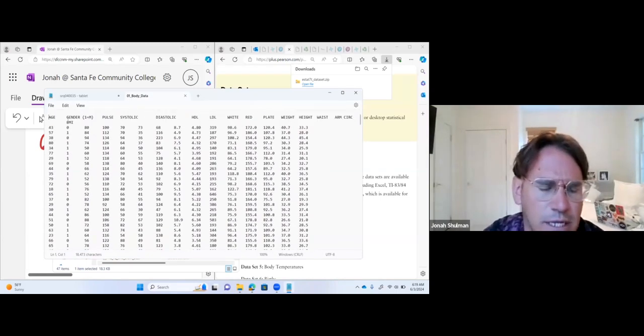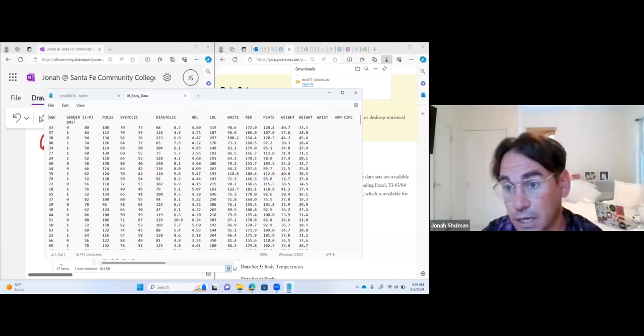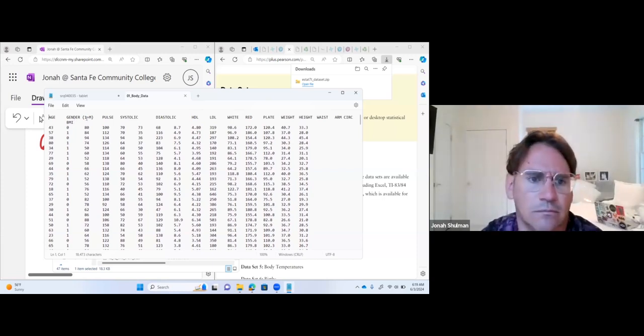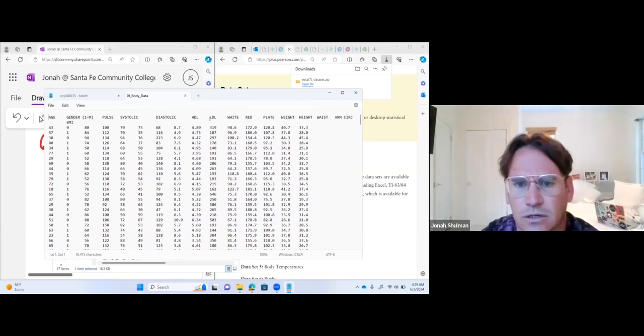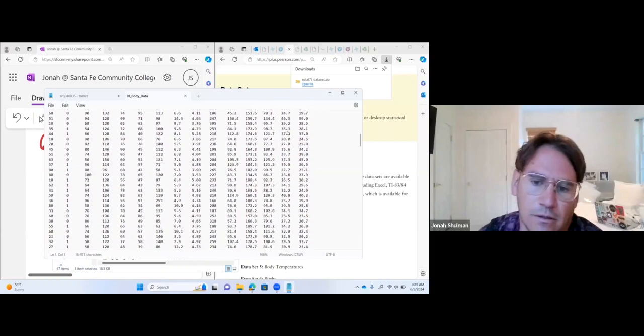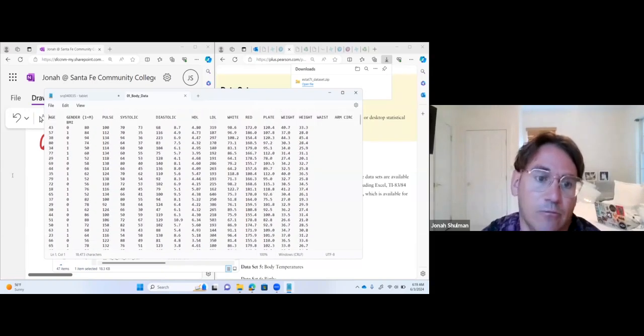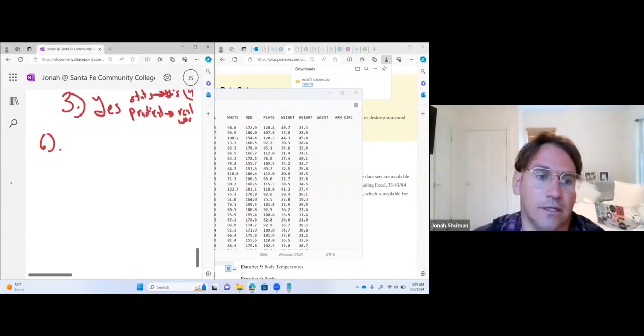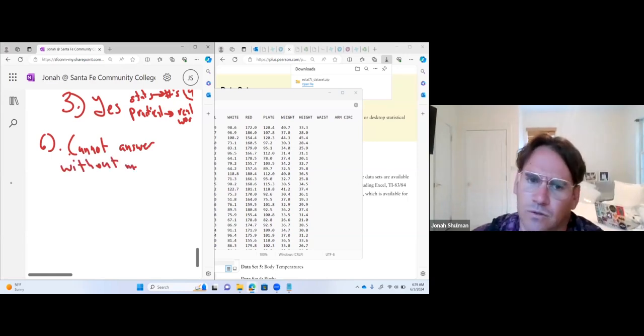All right, so they got the age, the BMI, which stands for body mass index. We got our pulse, our systolic and diastolic, HDL, LDL, white blood count, red blood count, platelet count. I don't really see bias here. I wish I knew how it was done. I'm going to say cannot answer without methods. That's what I would say, but you can give me whatever answer you feel makes the most sense.